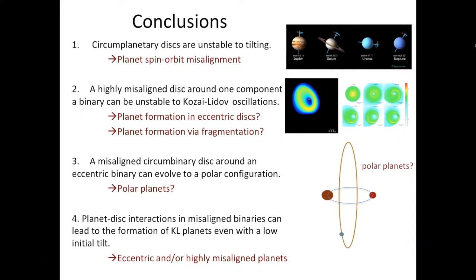And finally, planet-disk interactions around one component of a misaligned binary lead to tilt oscillations between the planet and the disk. These tilt oscillations can increase the inclination of the planet until it becomes Kozai-Lidov unstable. And this can lead to the formation of highly eccentric planets and highly inclined planets.